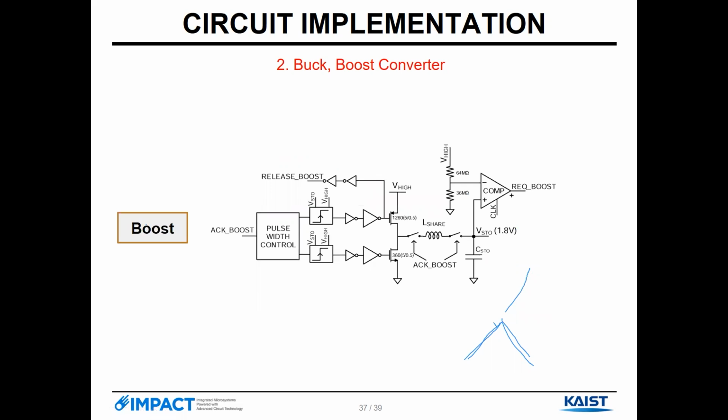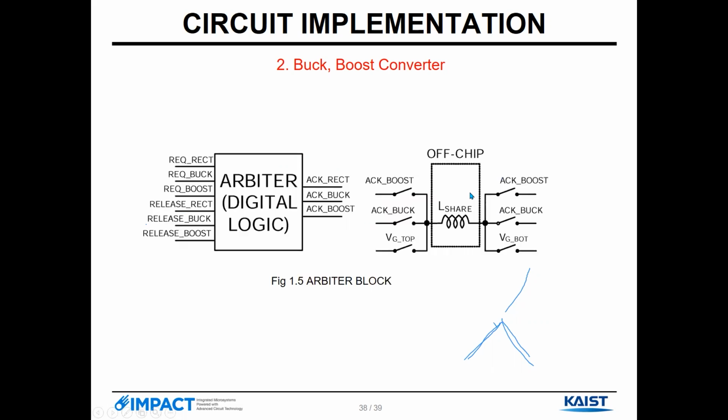The boost converter is something like the buck converter, but it just swaps the comparator's minus and plus inputs. In the boost converter it is inverted. The arbiter block will receive the signal from the boost and buck converters. Because we share the inductor, the arbiter controls everything. When it receives a signal, it allows the inductor to be shared by using acknowledge boost, acknowledge buck, and acknowledge book.